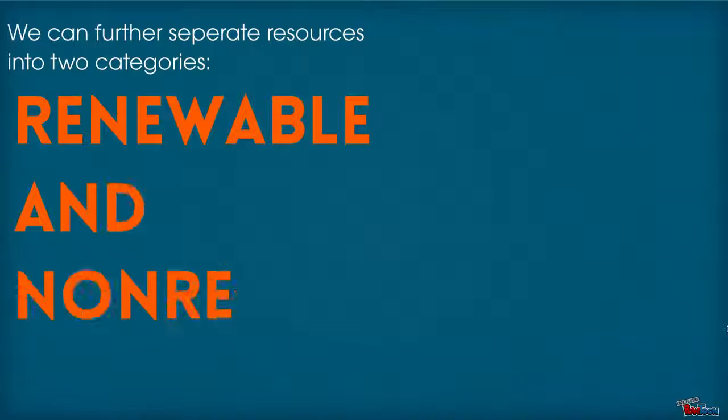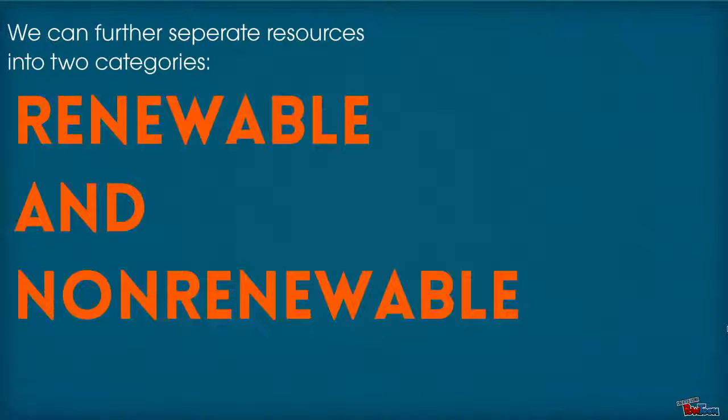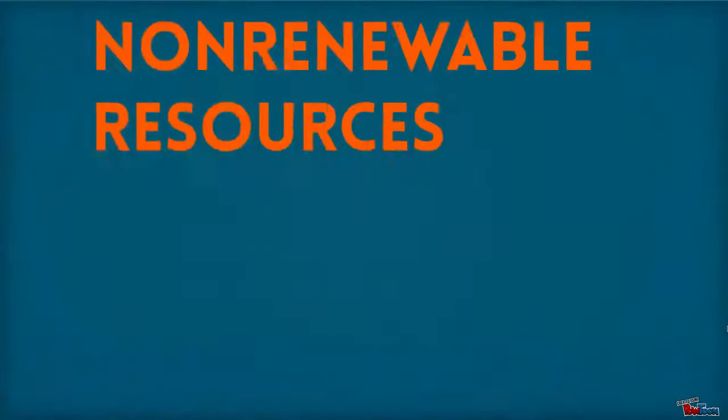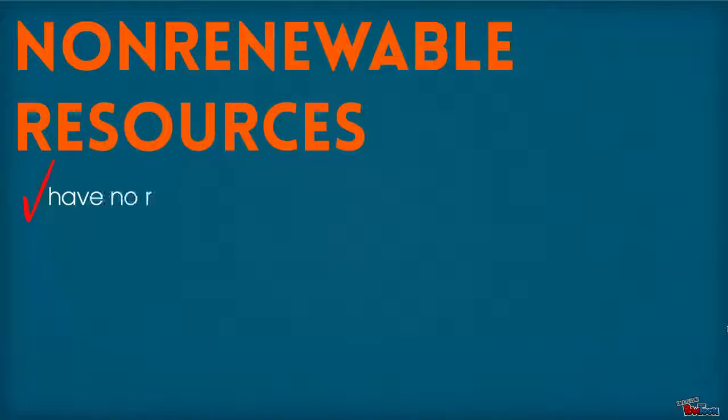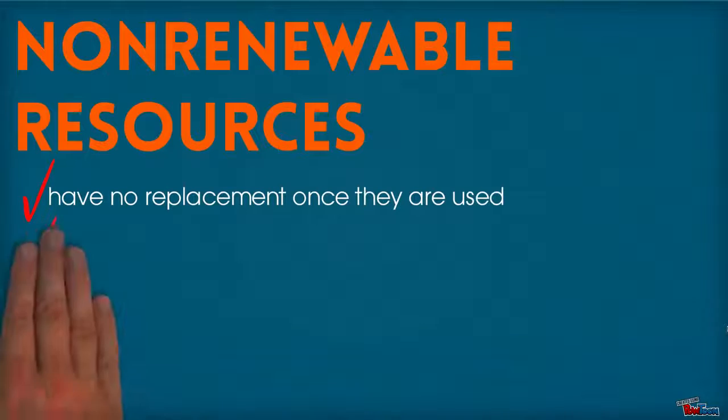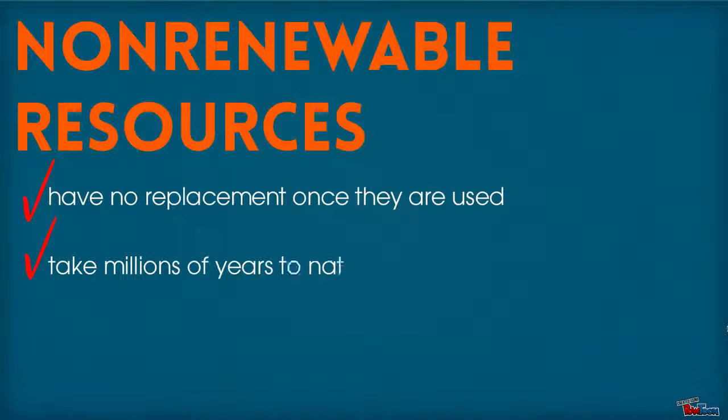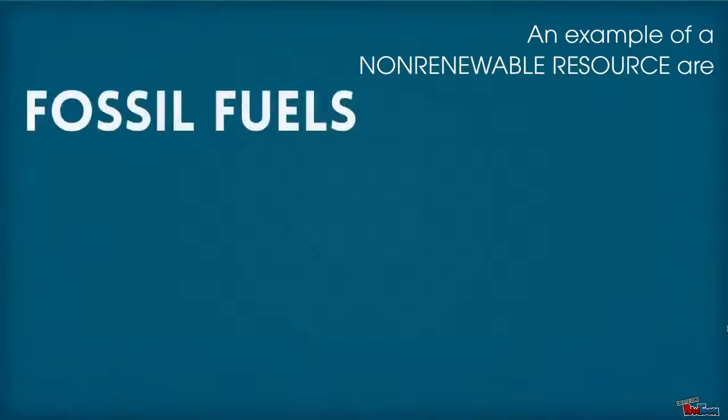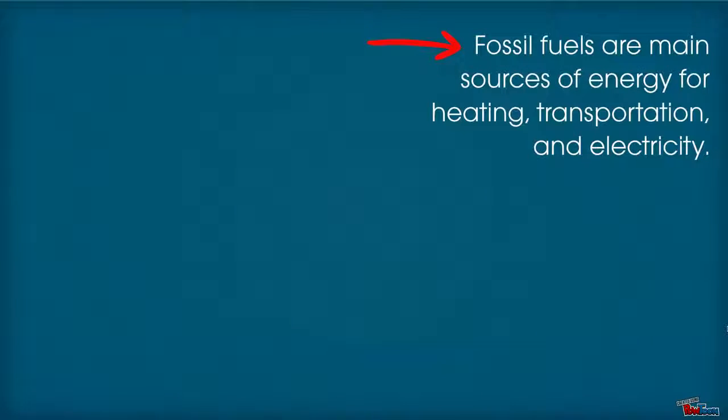We can further separate resources into renewable or non-renewable. Non-renewable resources have no replacements once they are used and take millions of years to naturally form. An example of non-renewable resources are fossil fuels, which are things like coal, natural gas, peat, and oil. Fossil fuels are main sources of energy for heating, transportation, and electricity.